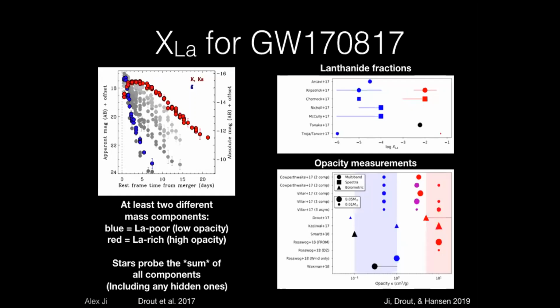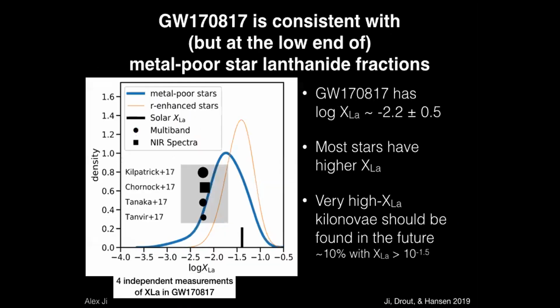And so there ended up being four groups that made direct lanthanide fraction constraints. And one of the things that was really surprising to me is they actually basically got the same answer for the lanthanide fraction. So those four black points over there are four different papers that modeled the kilonova that we have observed so far. And the size of the points is how much mass they inferred. And those sizes are quite different. They differ by like a factor of three or more.